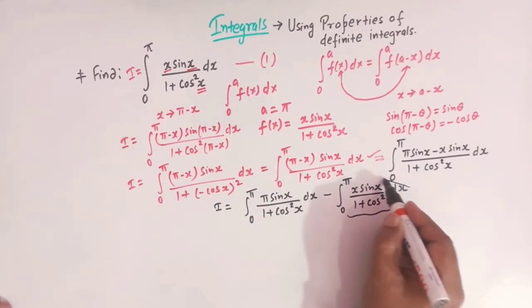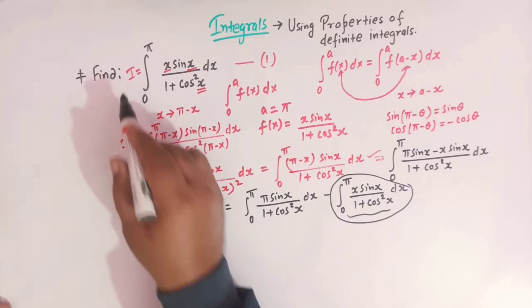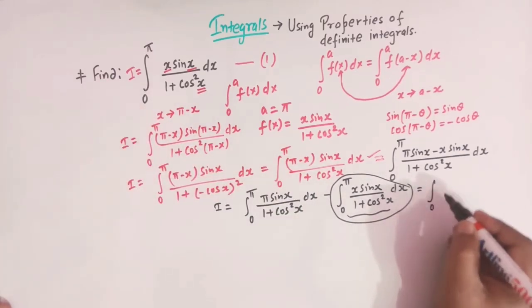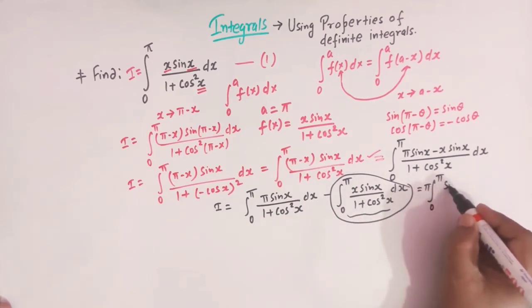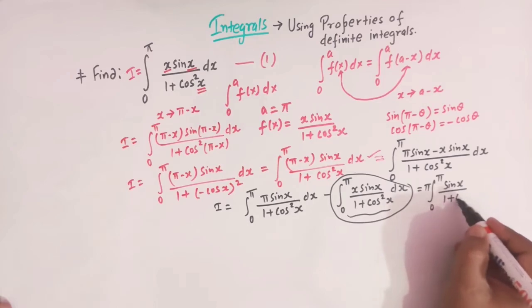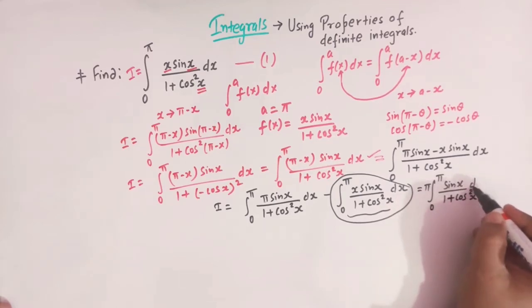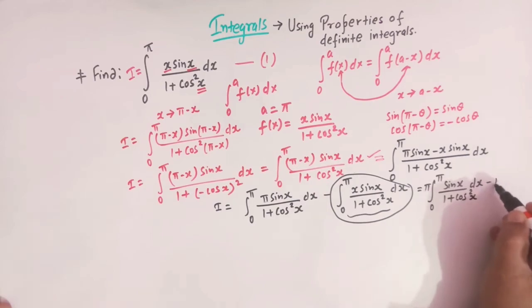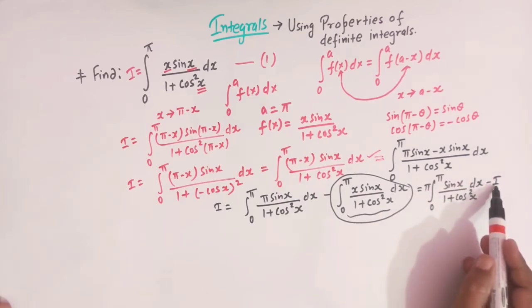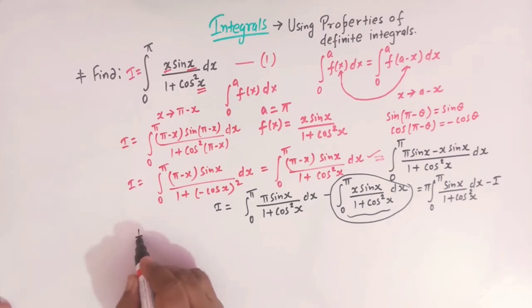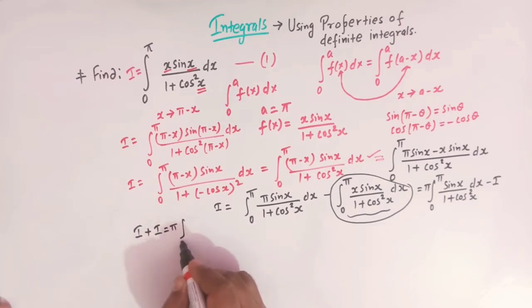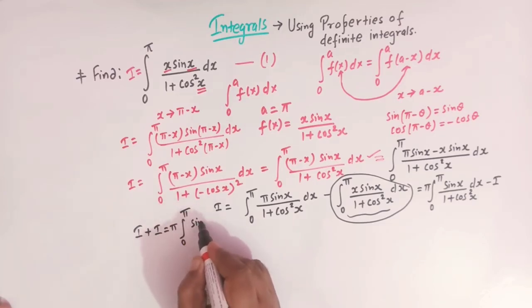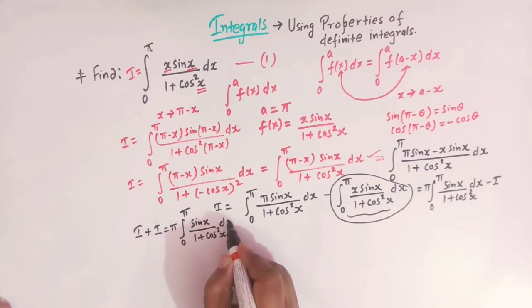So we can now replace this integral by I. So we have now 0 to pi, and here we can take pi outside the integral, and we have sine x over 1 plus cosine square x dx, and here we have minus I. Now we can take this minus I to this side, so we have I plus I, and we are left with pi, 0 to pi, and here we have sine x over 1 plus cos square x dx, right?